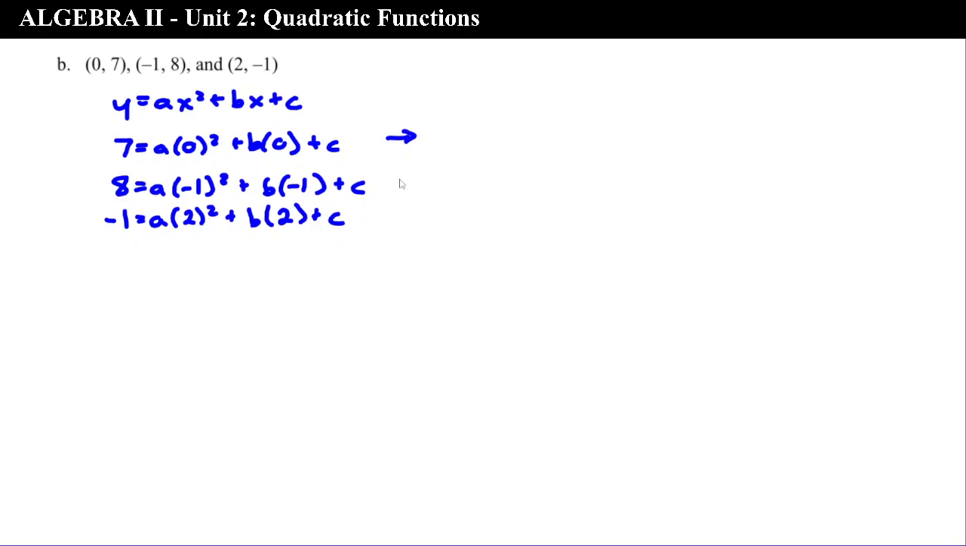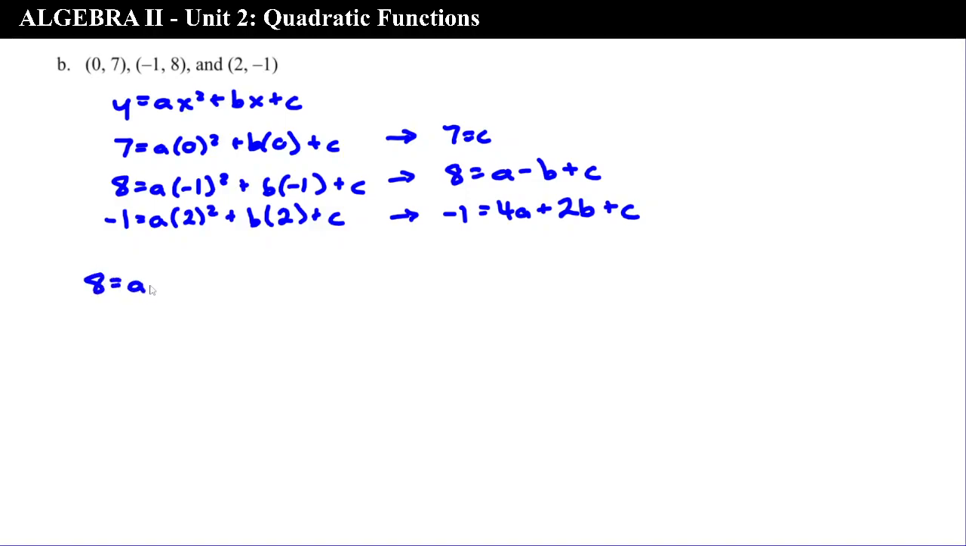And if we clean all 3 of those up just a bit, then we're going to be left with 7 equals c. We have 8 equals a minus b plus c. And then we have negative 1 equals 4a plus 2b plus c. Well, we know that 7 is c, so let's use that so we have a system of 2 equations to solve.